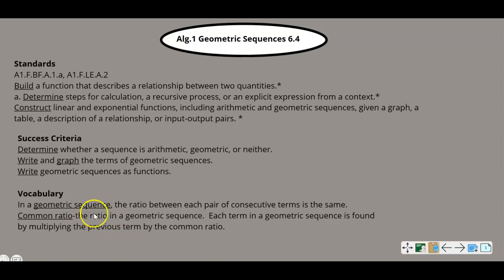A couple vocabulary words, make sure you put these in your notes. In a geometric sequence, the ratio between each pair of consecutive terms is the same. A common ratio is the ratio in a geometric sequence. Each term in a geometric sequence is found by multiplying the previous term by a common ratio.